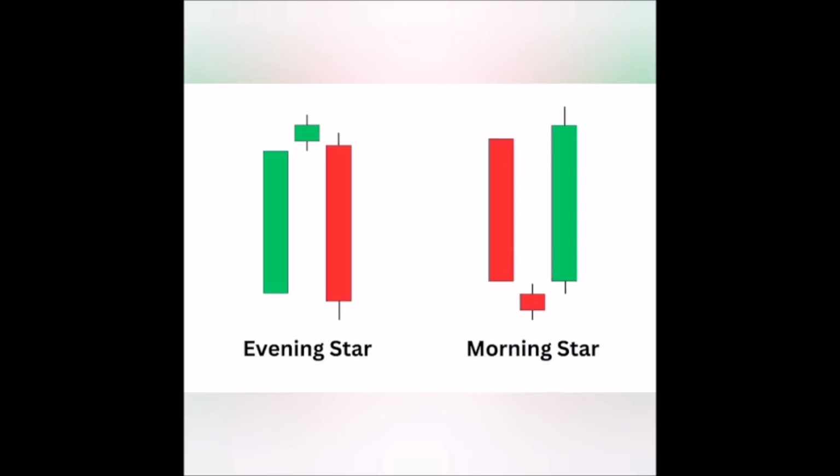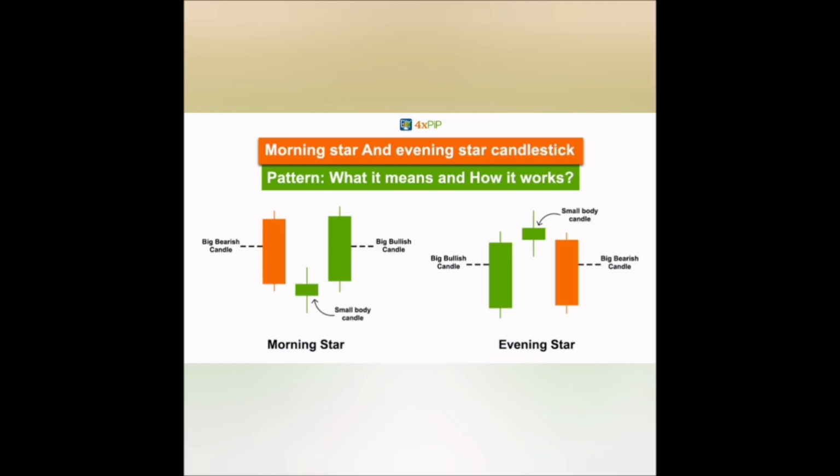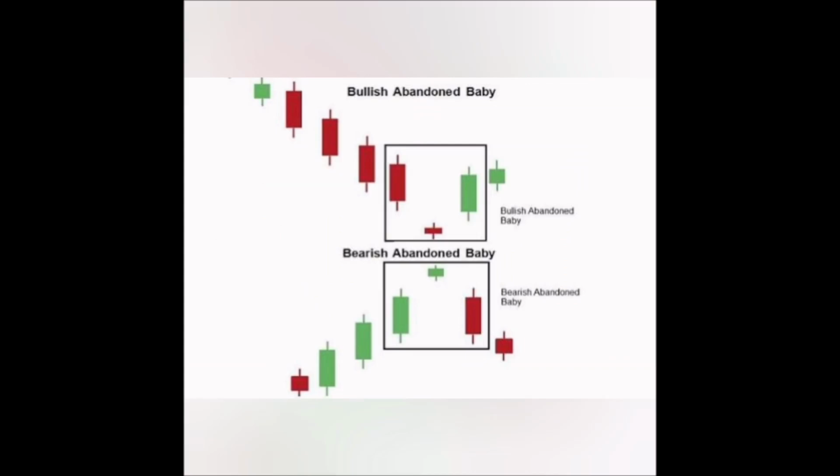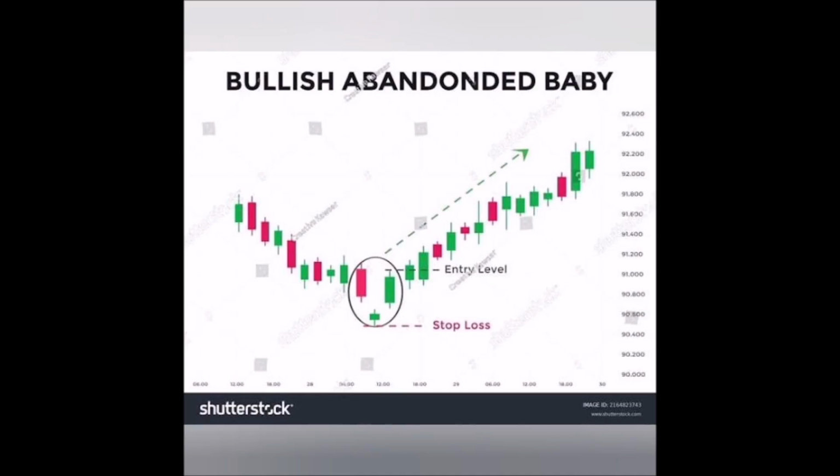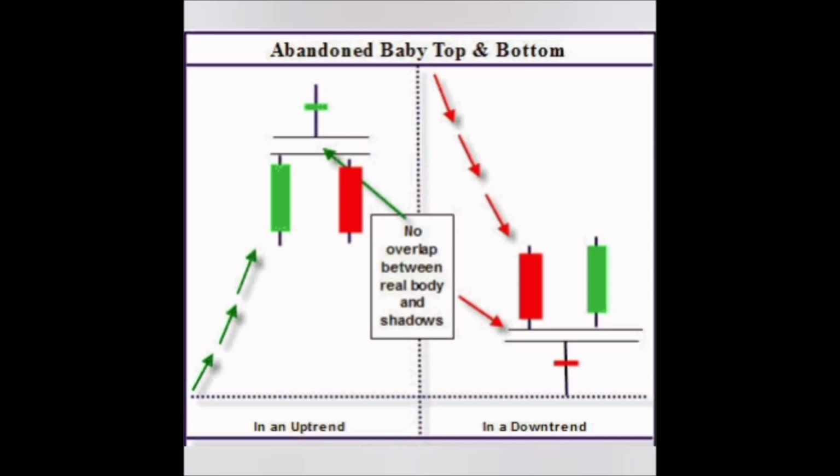Then we have the long leg doji. This is extreme uncertainty and a possible major breakout approaching. Advanced traders use doji patterns with volume analysis, support and resistance, and momentum indicators.